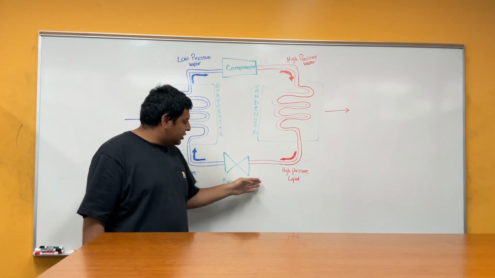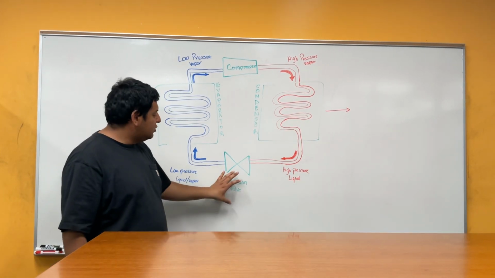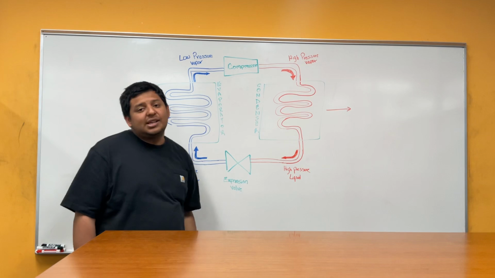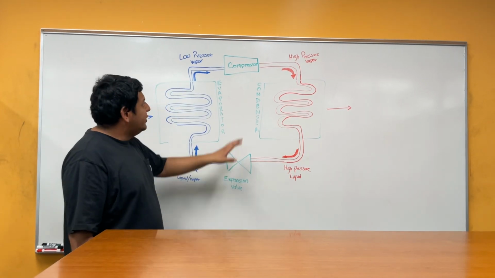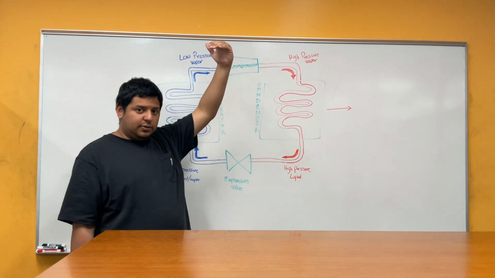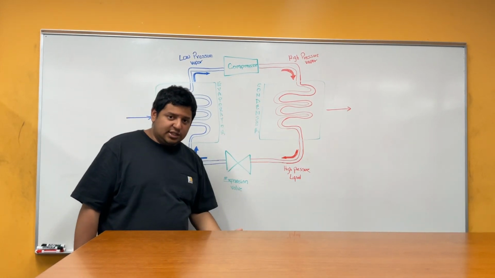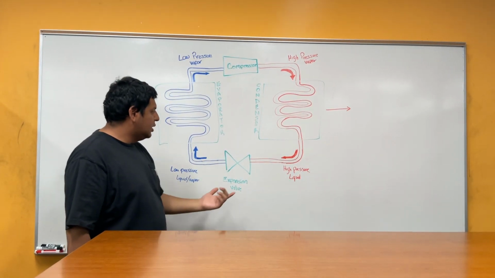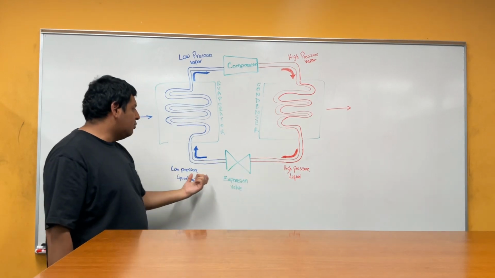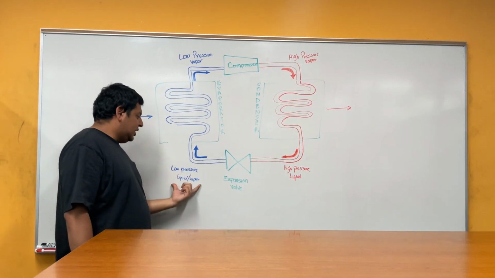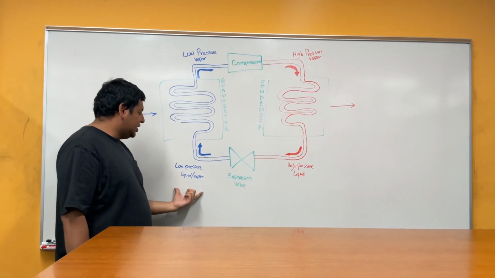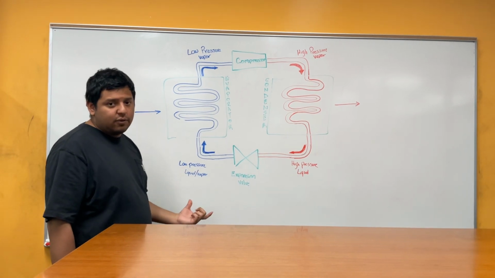So when this high pressure liquid enters the expansion valve, there's a drastic change in pressure. So we know the compressor raised up the pressure. The expansion valve is going to drop the pressure. So the high pressure liquid is going to move through the expansion valve and come back to where we started: low pressure liquid vapor form.